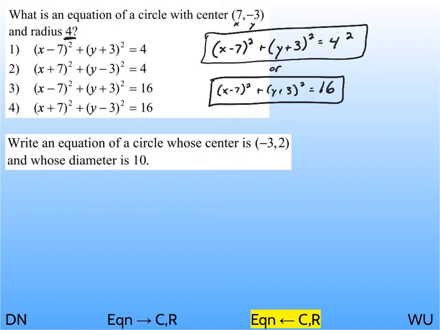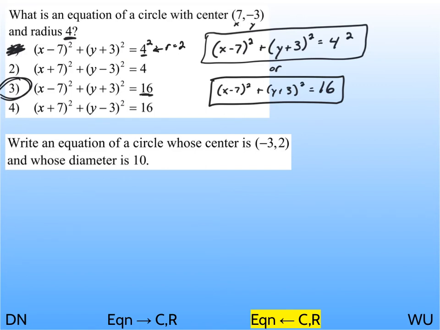The answer choice for this one is number 3, because it has 16. Now, it is not choice 1, and a lot of people will pick choice 1 because they see the 4 for the radius, but remember, this needs to be 4 squared, but it's not 4 squared. It's just regular old 4. So in this case, the radius is actually 2, not 4.